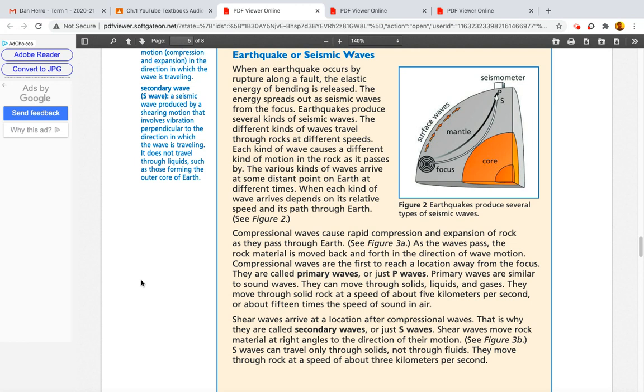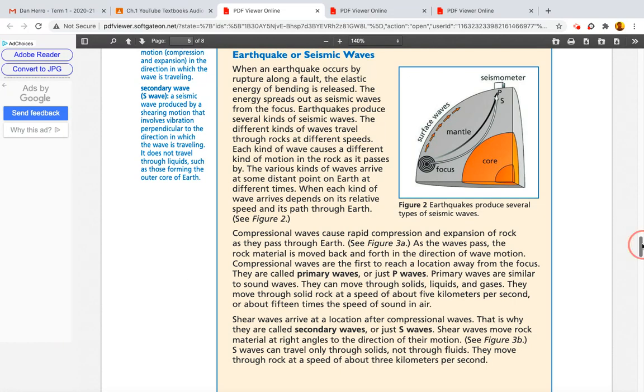Compressional waves cause rapid compression and expansion of rock as they pass through the Earth. As the waves pass, the rock material is moved back and forth in the direction of wave motion. Compressional waves are the first to reach a location away from the focus. They are called primary waves or just P waves. Primary waves are similar to sound waves. They can move through solids, liquids, and gases. They move through solid rock at the speed of about 5 kilometers per second, or about 15 times the speed of sound in air.